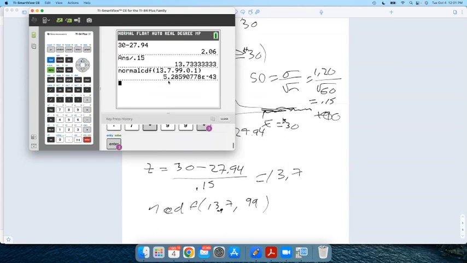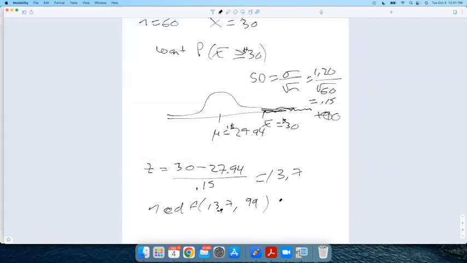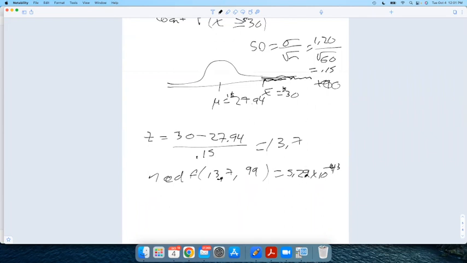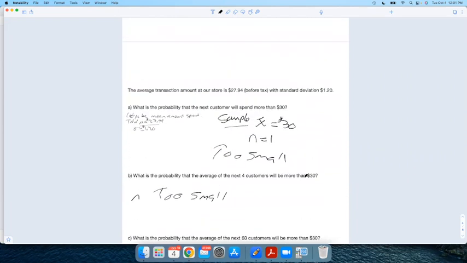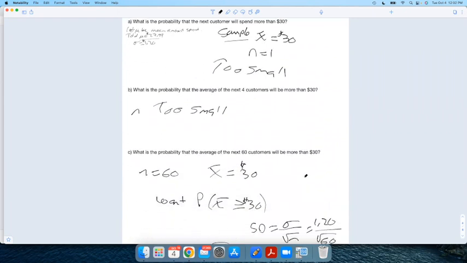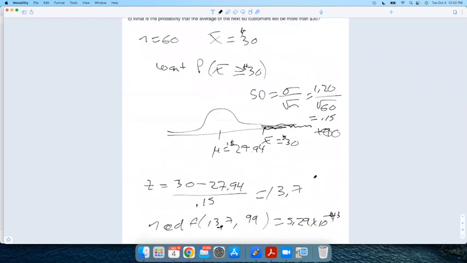That is not 5%. You've got to be careful on these. You can't have a probability bigger than 1. That's 5.29 times 10 to the negative 43rd power. That's literally almost impossible. That's an incredibly small probability.